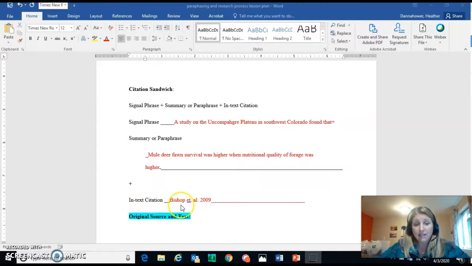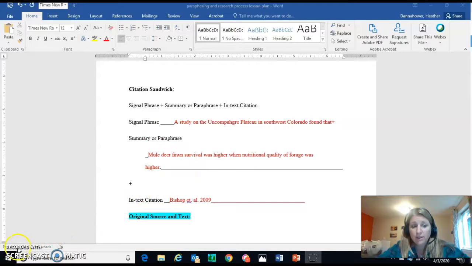And then I would need to insert an in-text citation. And that depends on the citation format that your teacher has instructed you to use or that your publication journal has instructed you to use, whatever it is. I like the author date format that can come from a type of citations called Chicago, and also APA citation as well. So because there was multiple authors, it would say Bishop et al. That means and others, and then the year, and you would put that in parentheses after this summary.